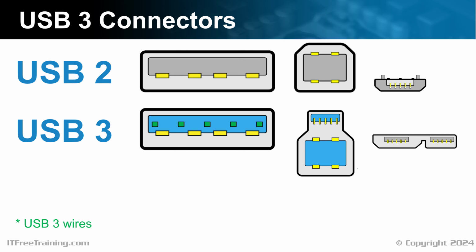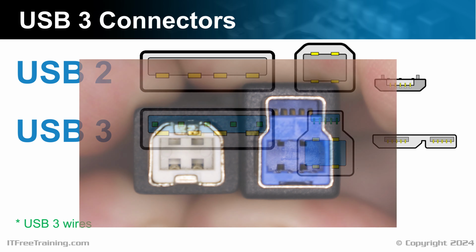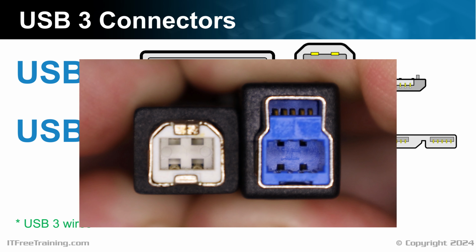For the Type B connector, the connector has been expanded to include the extra pins. In this case, they are at the top in the extra part that has been added to the connector. This makes it easy to identify the connector. I have 2 USB cables, a USB 2 cable on the left and a USB 3 cable on the right. Most USB 3 cables should be blue, but in the rare case that one is not, the shape of the connector will tell you if it's USB 2 or USB 3.